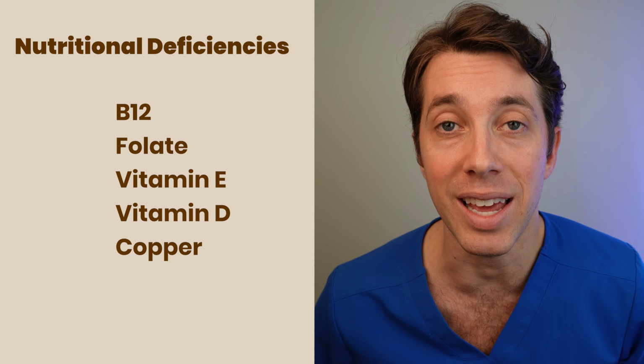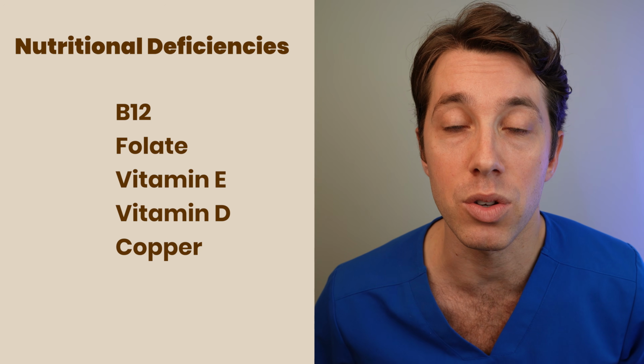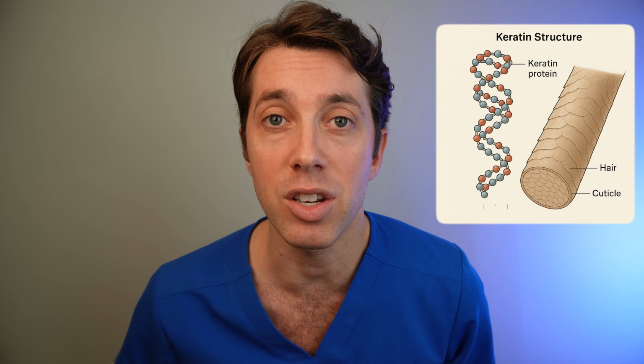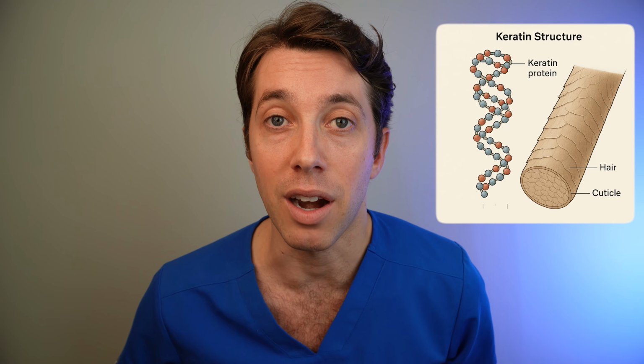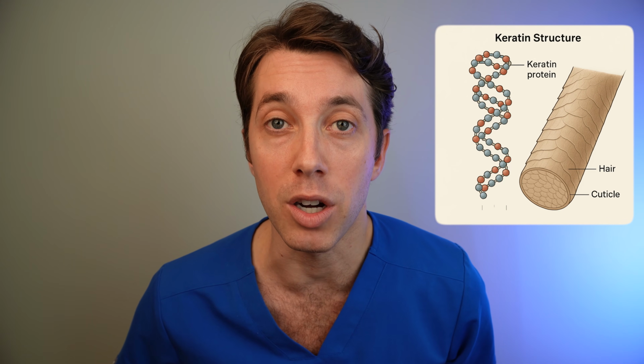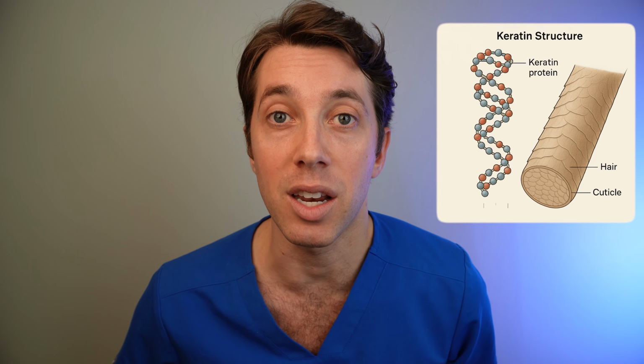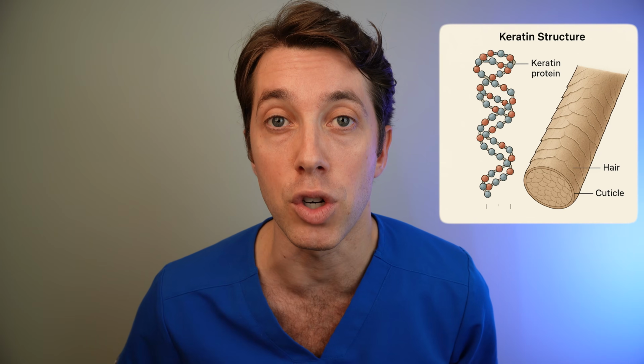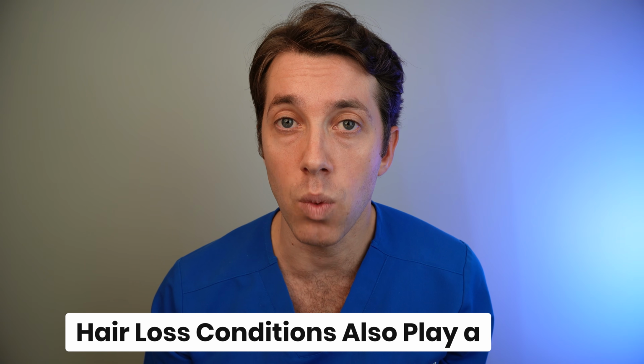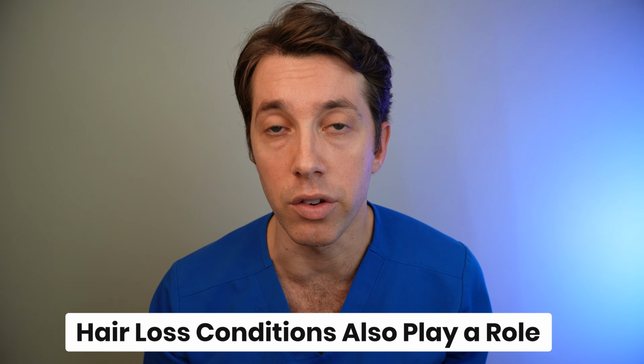Additionally, if you don't intake enough protein, that could also be contributing, because protein is a major contributor to the keratin structure of our hair follicles. If the keratin structure is weak, then your melanin production is also likely weak, and that could explain why you're graying sooner than you should be. Hair loss conditions as well could be contributing to why you're graying sooner.